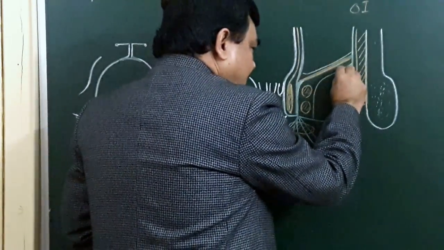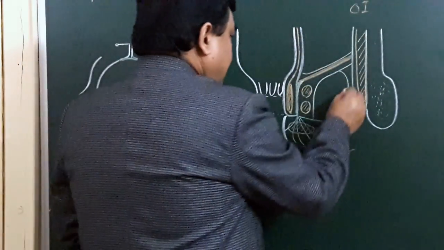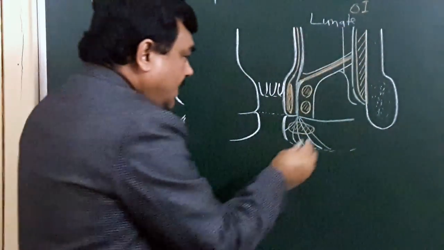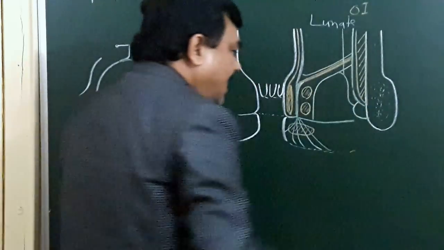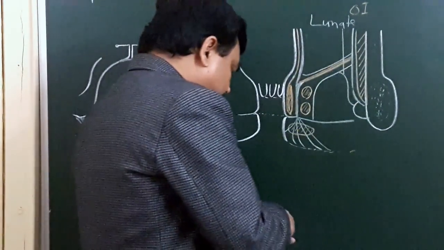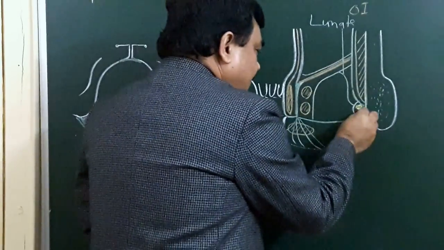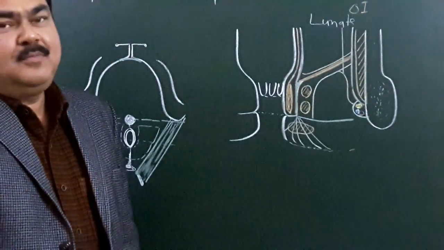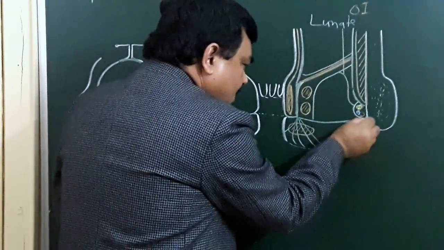Here, under the obturator fascia, is the lunate fascia. Here it splits and forms the pudendal canal. In this canal, the pudendal nerve is present, and the internal pudendal artery and internal pudendal vein. So these structures are present in the pudendal canal. So this perianal fascia is fused with this pudendal canal.